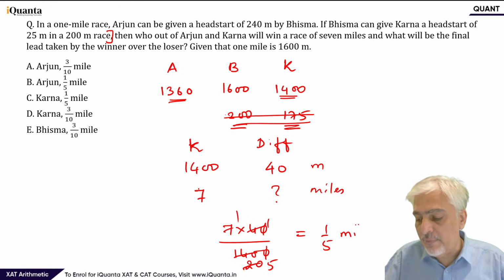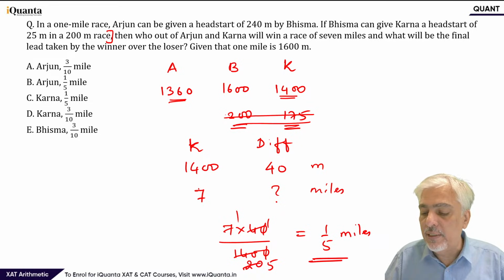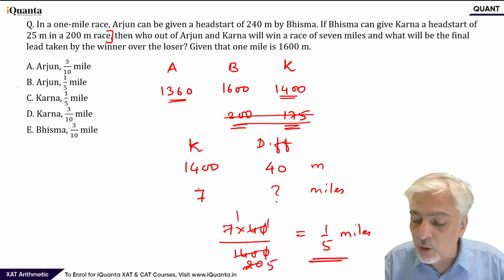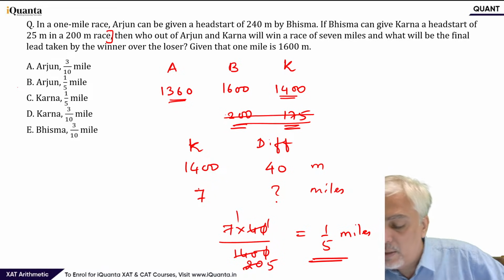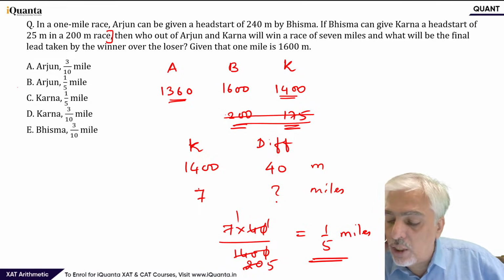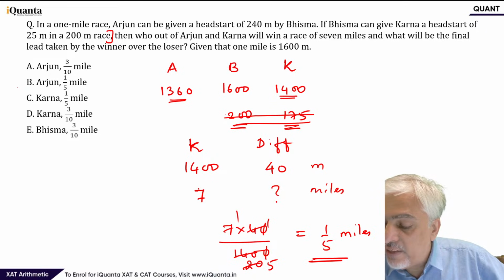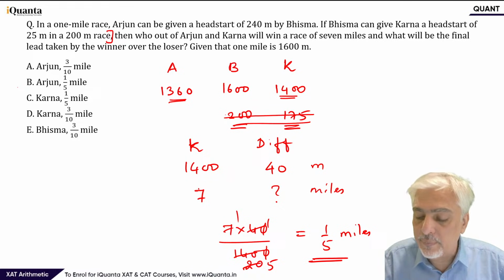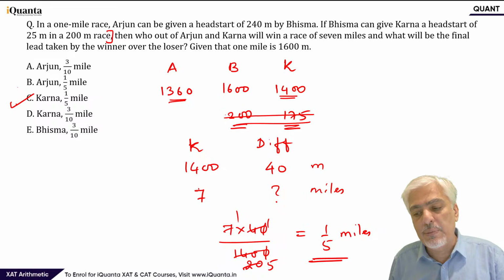Let's go through this one more time. The calculation became so much simpler. Karna will win by 1 upon 5 miles. Let me check the options, what will be the lead. Who out of Arjun and Karna will win a race and what will be the final lead given by the winner over the loser? Karna will win by 1 upon 5 miles. So option C. Let me explain it one more time because some people felt the lag.